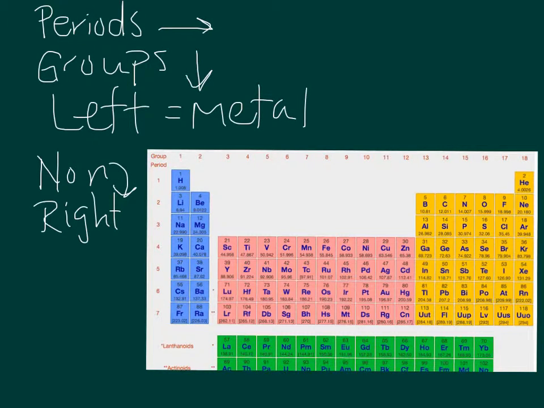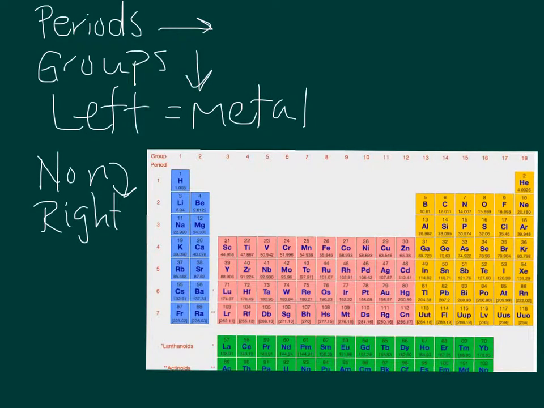Now we have this little zigzag line that goes right down through here that we call metalloids. These elements are called metalloids because they have both properties of metals and nonmetals at the same time. Your far right, this last column, are your gases.